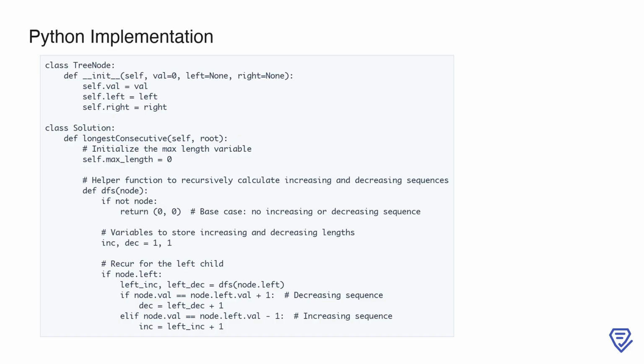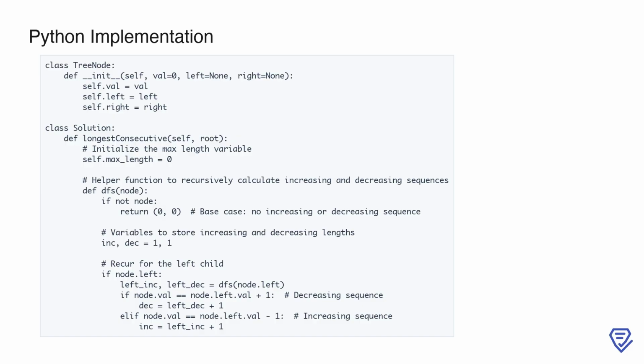Then, in the Solution class, we define the function longest consecutive that will find the length of the longest consecutive sequence in the binary tree. We initialize a variable self.max_length to keep track of the maximum sequence length found during our traversal. Next, we define a helper function, DFS, to perform a depth-first search on the tree. The DFS function will return two values, the length of the longest increasing sequence and the length of the longest decreasing sequence for a given node. If a node is null, we return a base case of 0, 0, as there are no sequences to consider.